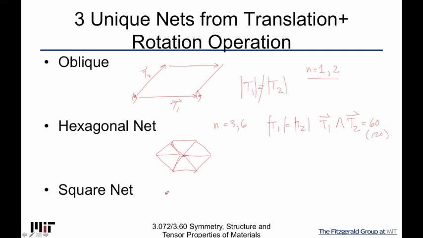Square net, of course, we ended up with p equals 1, and this is n equals 4 for the four-fold axis. And in this case, they're the same size, and the angle between them is 90 degrees. And that's all we're going to have if we only do rotation with translation.